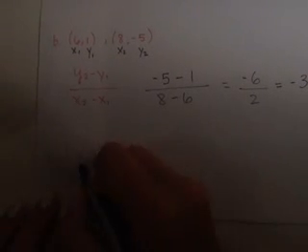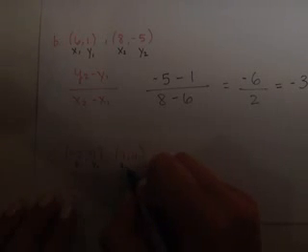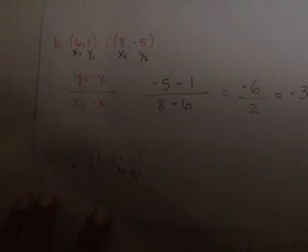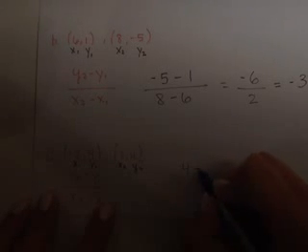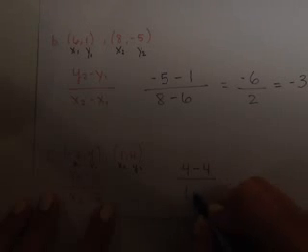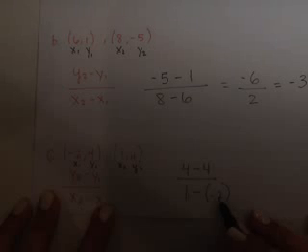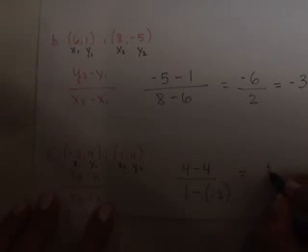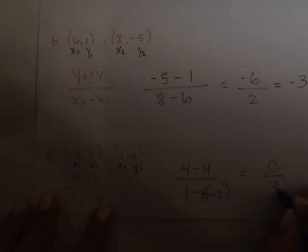Moving on to part C, once again label. Make sure we don't make a careless mistake. And plug into your formula. 4 minus 4 and 1 minus a negative 2. That's going to be the most common mistake. Now 4 minus 4 is 0, and you dance. 1 plus 2 is 3.